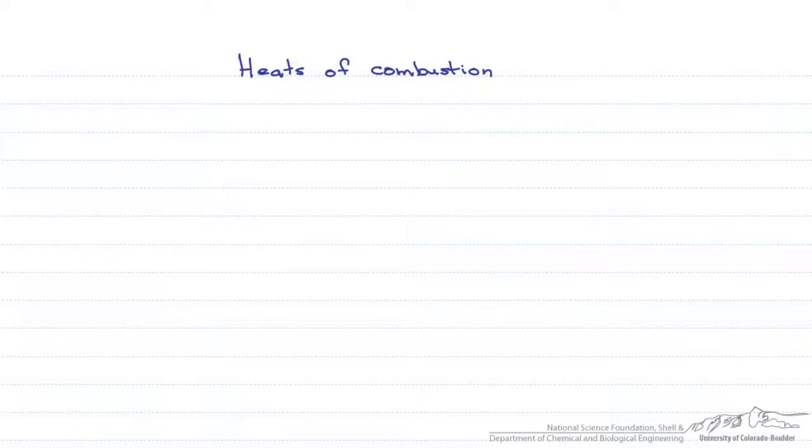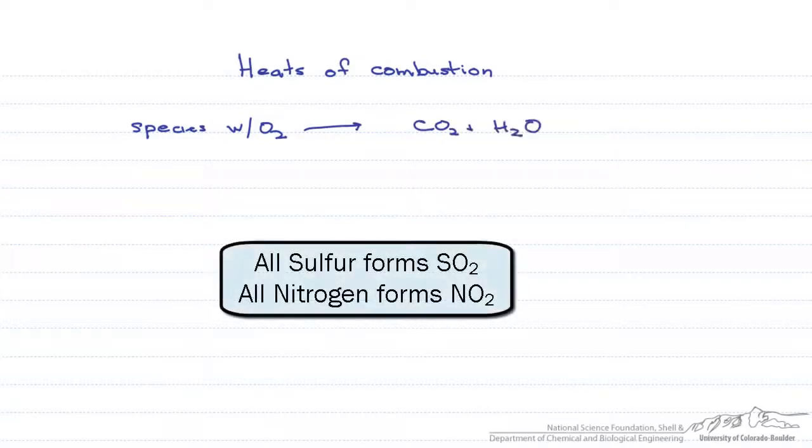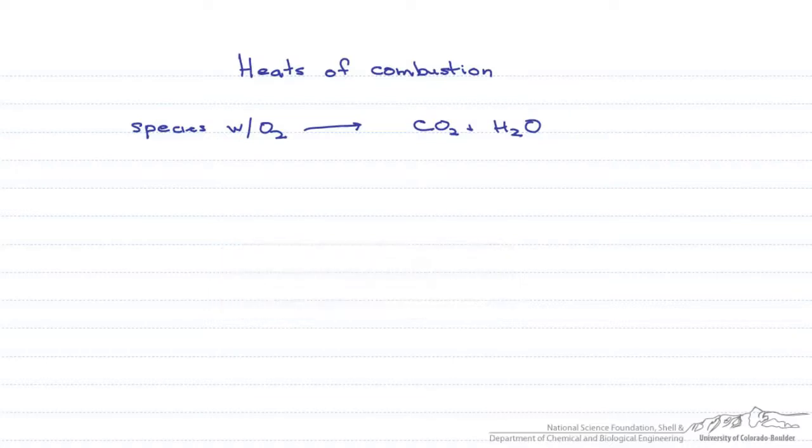In this screencast, I'll show you how to use the heats of combustion to calculate the enthalpy for a reaction. In order to do so, what we're going to need is for all species to be combustible with O2, and they have to form CO2 and H2O. Here, I'm assuming our species are going to be hydrocarbons. For this particular screencast, we're going to ignore any combustion with sulfur or nitrogen.